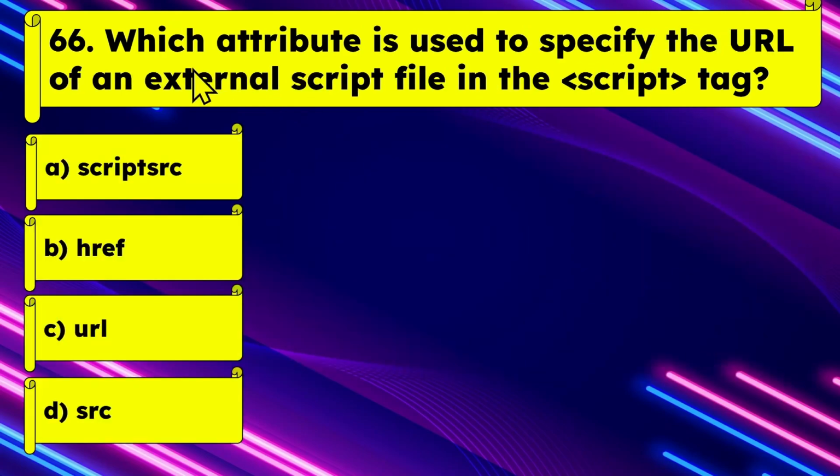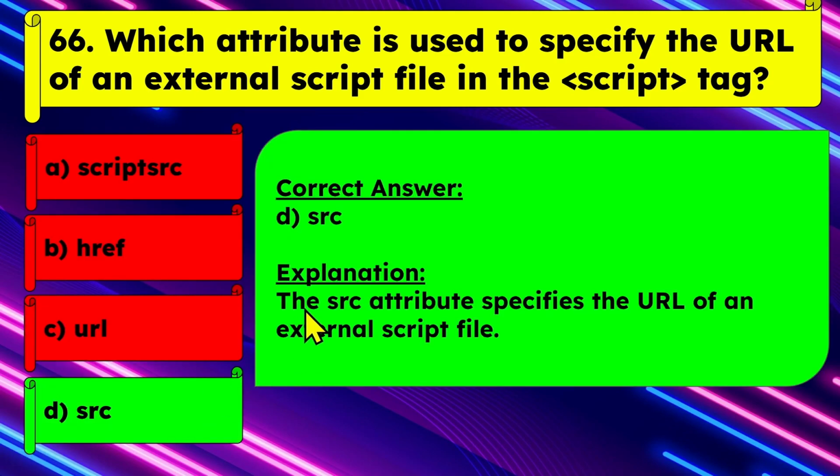Next question is, which attribute is used to specify the URL of an external script file in the script tag? So it is talking about an attribute is used to specify the URL of an external script file in the script tag. Option A, script src, option B, href, option C, URL, or option D, src. So these options are a little confusing, but don't worry, here the correct answer is option D. You can see the src attribute specifies the URL of an external script file.